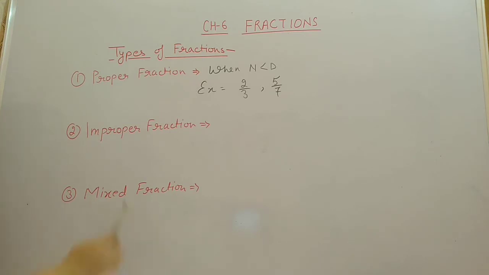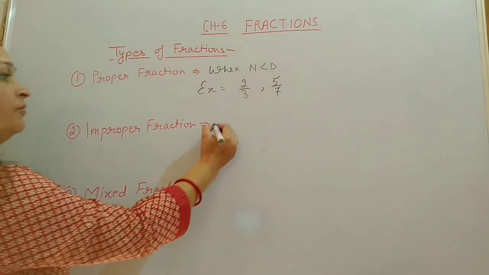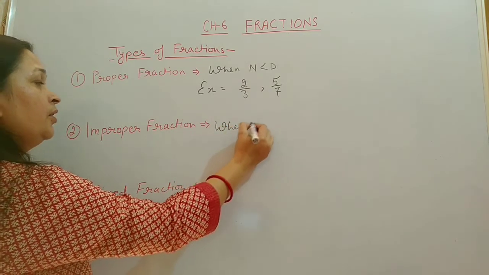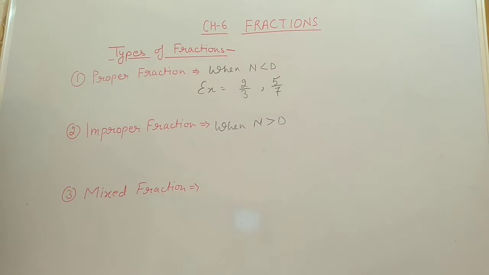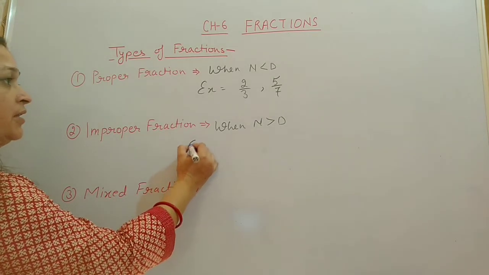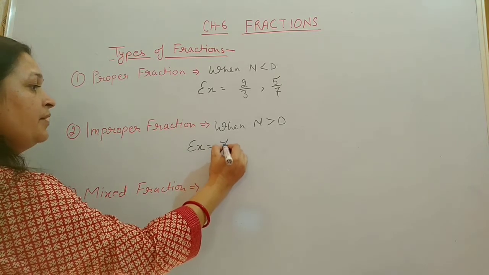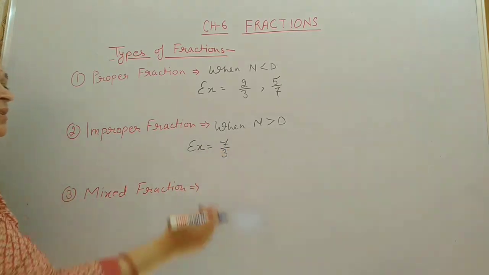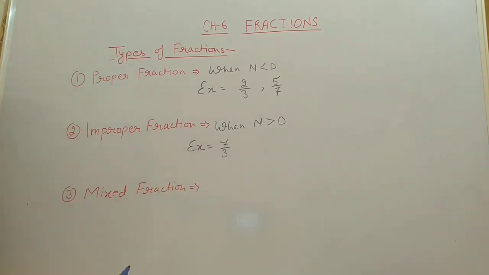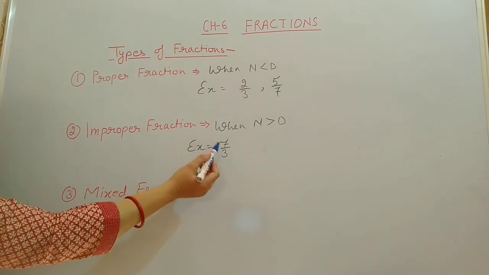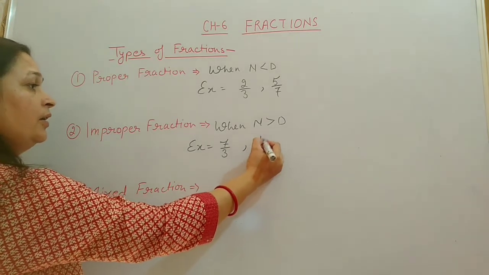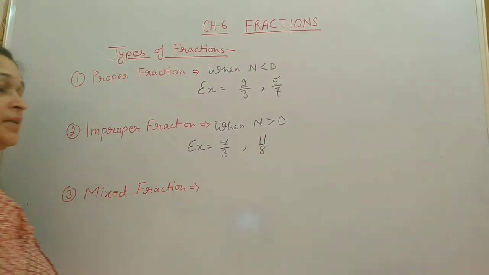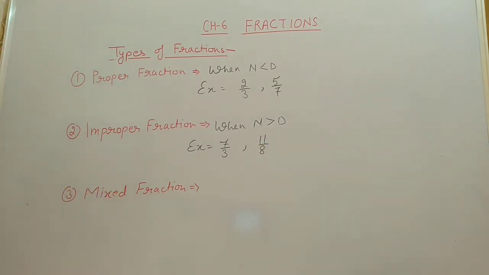Next is improper fraction. When the numerator is greater than the denominator, then we will call it an improper fraction. For example, 7 by 3. So you can see here 7 by 3, 7 is greater than 3, numerator is greater than denominator. So this is an improper fraction. Or 11 by 8. This is also an improper fraction.